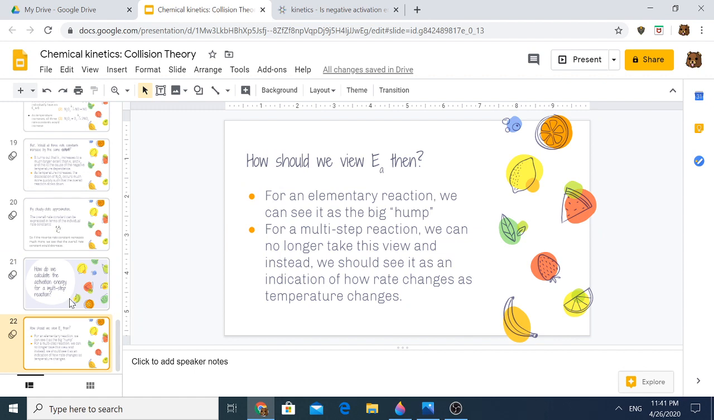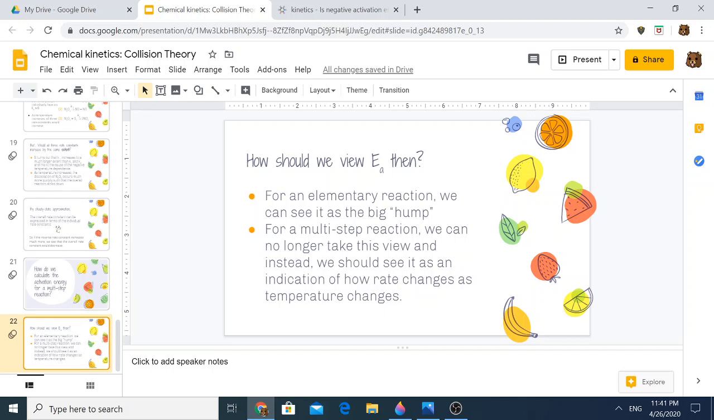All right, this is the summary slide. We have all these different interpretations of the activation energy. So how should a beginner chemistry student view it, to not have the incorrect view, but to have the correct view of the activation energy, and yet a simple view? Let's strive for a simple and chemically correct view. So how should we view it?